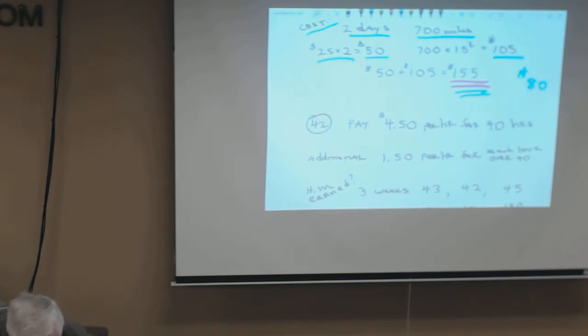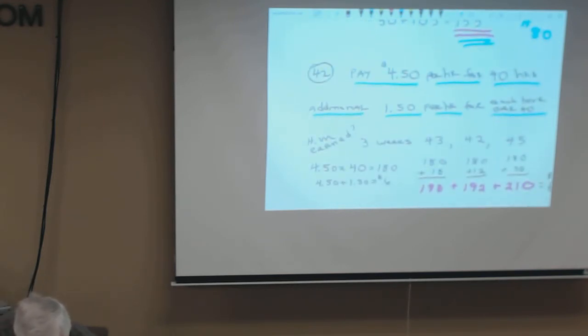42. A worker was paid $4.50 per hour. So I just put down, paid $4.50 per hour for 40 hours of work. This book was written a while back. An additional $1.50 an hour for everything over 40. See where I'm taking the information from the paragraph and putting it up here so I can work with it mathematically? Then what? How much did he earn in 3 weeks if he worked 43 hours, 42 hours, and 45 hours?